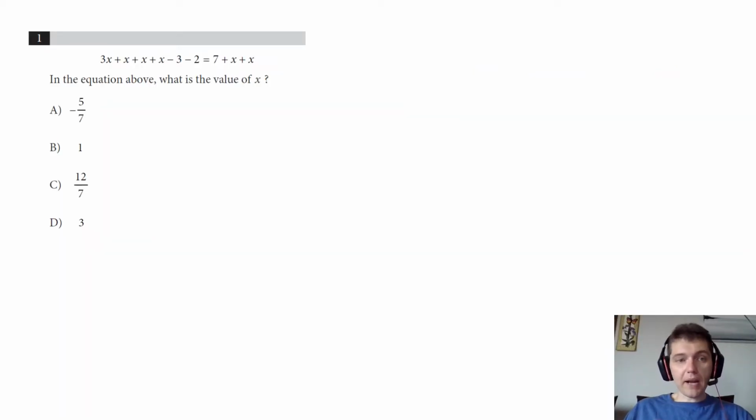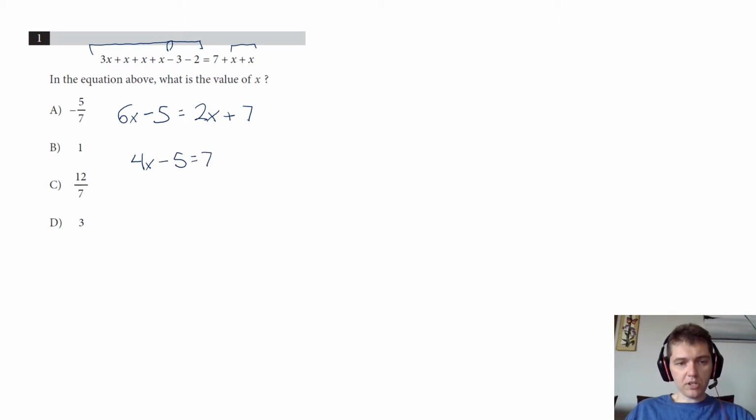Taking a look at the equation, you're going to be combining like terms, so all the x terms first: 3x plus x plus x plus x, a total of 6x, and then minus 3 minus 2, so basically negative 3 minus 2 will be minus 5, is equal to, we'll keep the x's in front again, x plus x is 2x plus 7. Subtract 2x from both sides, and we'll leave you with 4x minus 5 is equal to 7.